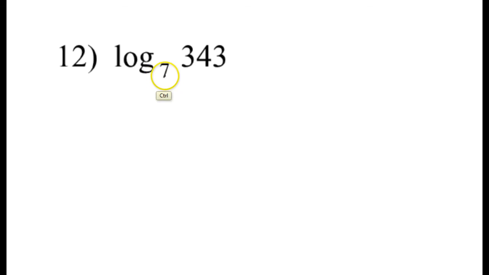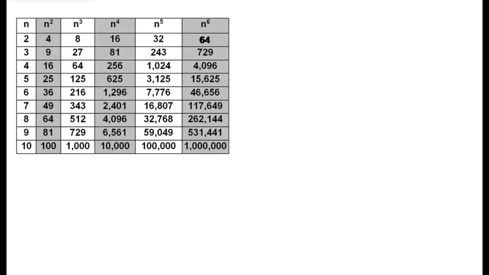What power turned 7 into 343? Wasn't this a problem we already did? That's 3. 7 to the third power is 343.